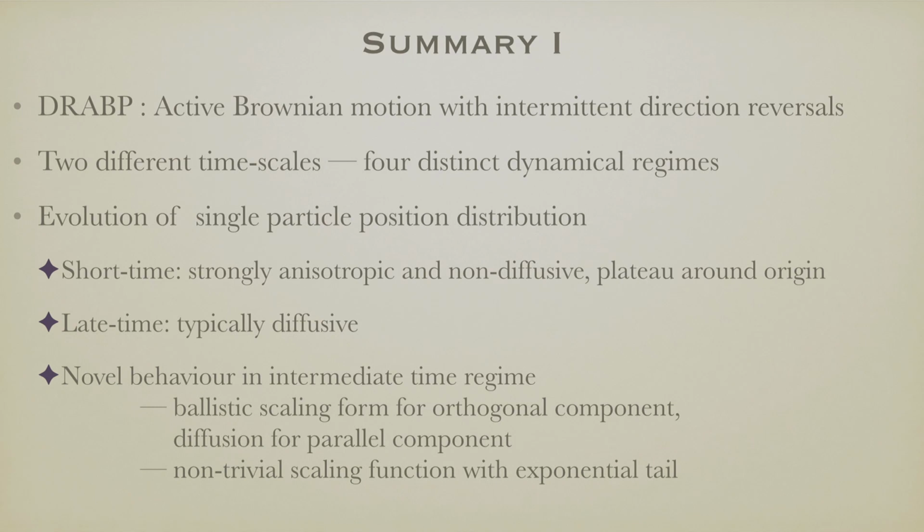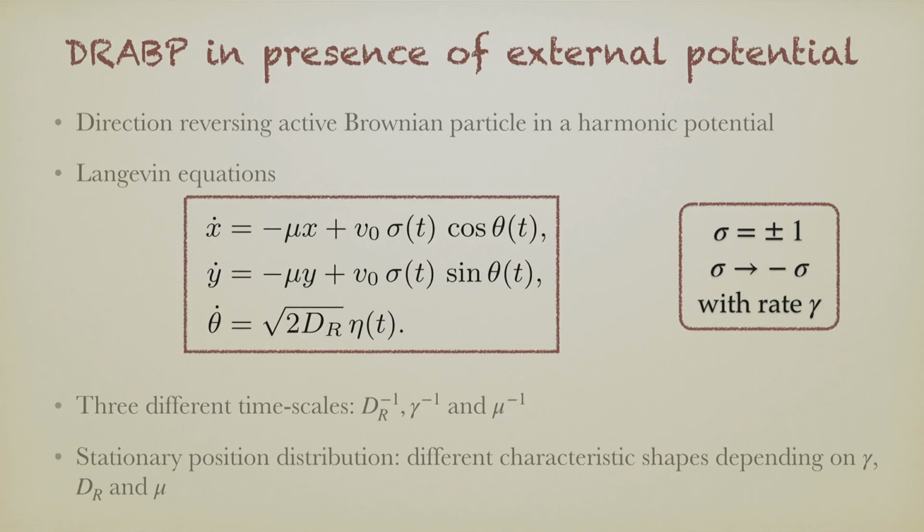along its perpendicular direction. So a natural question now is what happens if we put these particles in an external potential, because it's known that active particles in external potentials show non-trivial, non-Boltzmann kinds of distributions. They show crowding at the boundary. So what happens for this case?